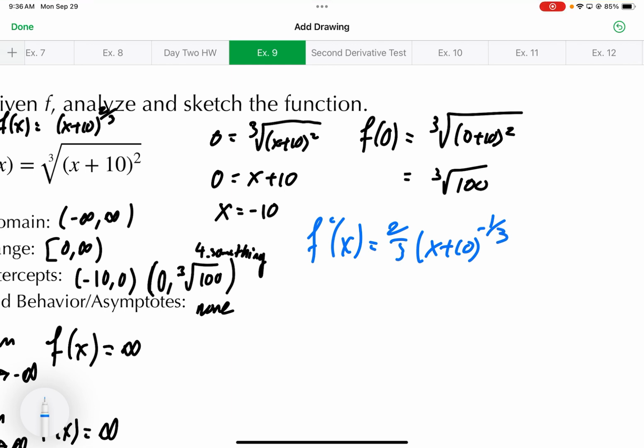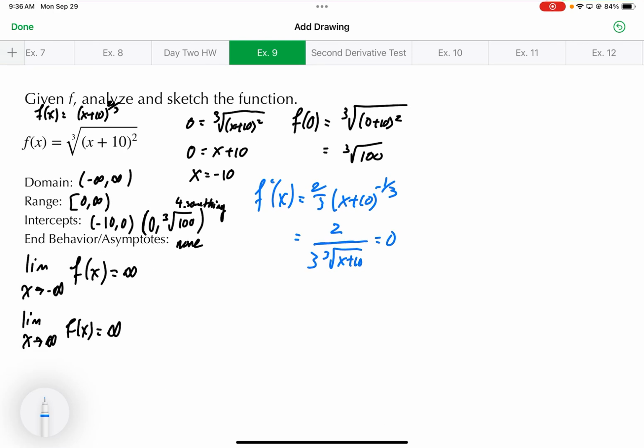Good. All right, and then we do the things. We can rewrite it if we want. So 2 over 3 times the cubed root of x plus 10. And then we would set it equal to 0. Now I get no values for my numerator, right? So my denominator, what would make that 0?